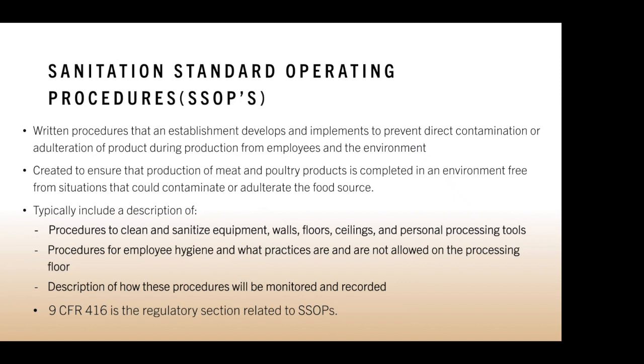These procedures typically include a description of procedures to clean and sanitize equipment, walls, floors, ceilings, and personal processing tools, as well as procedures for employee hygiene and what practices are allowed and not allowed on the processing floor, and finally, descriptions of how these procedures will be documented and recorded. If you would like to look up the specific code section for SSOPs in relation to USDA FSIS regulatory information, this is 9 CFR Part 416.